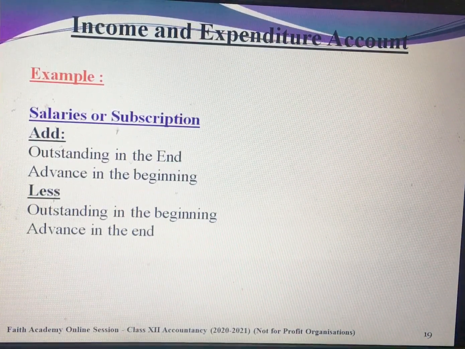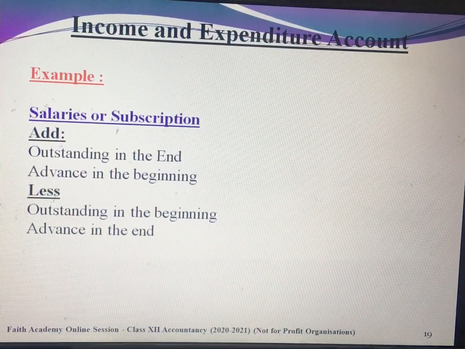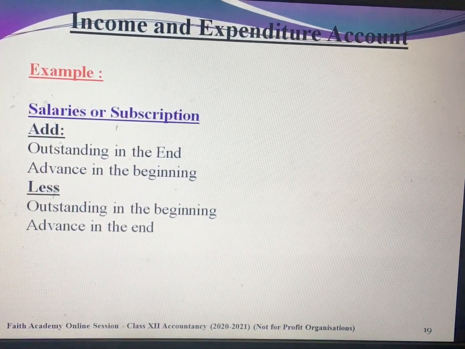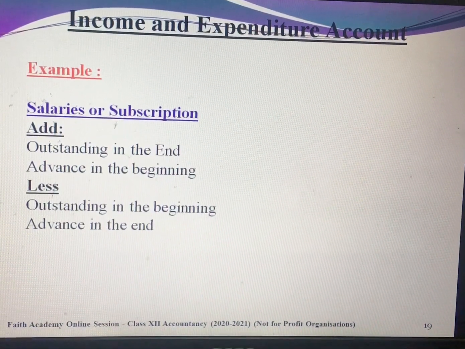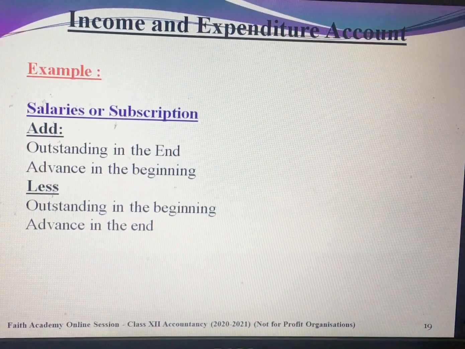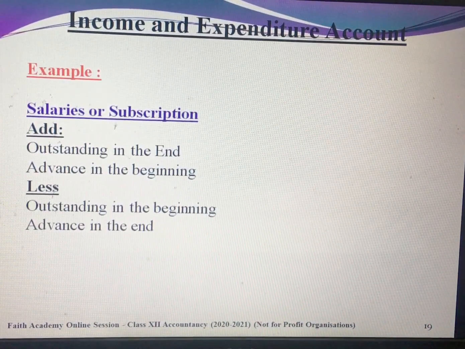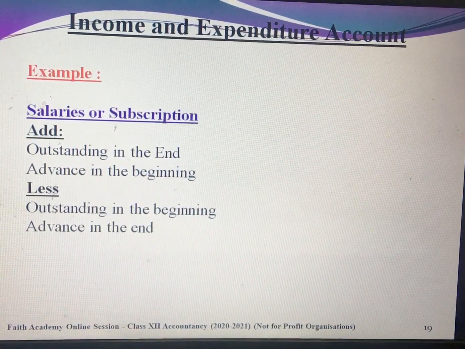What is not of this current year? Anything which is outstanding in the beginning. The accounting has just started, and the organization is saying this much is outstanding. That means this outstanding does not pertain to the current year. It pertains to the previous year. So it will not be part of the income and expenditure account. So this amount will be subtracted. What else will be subtracted?